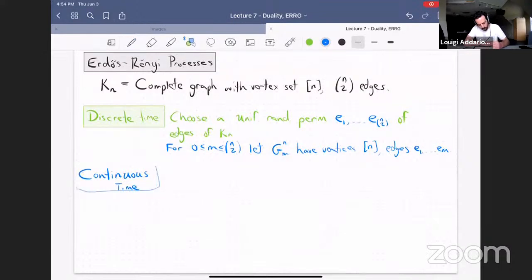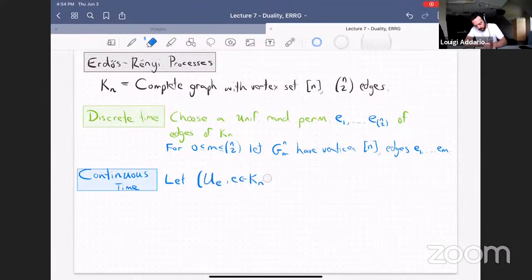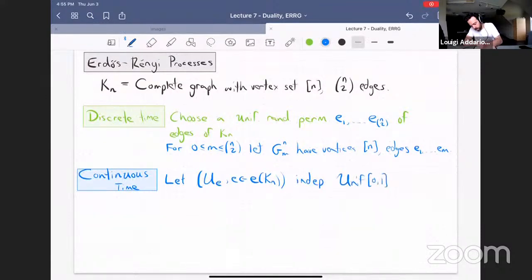So in continuous time, the process is a little bit different. In this case, instead of ordering the edges at the outset, we're going to weight the edges randomly. So we'll give ourselves a family of random variables U_e, which weight the edges of the complete graph. These are going to be independent and uniform on [0, 1].